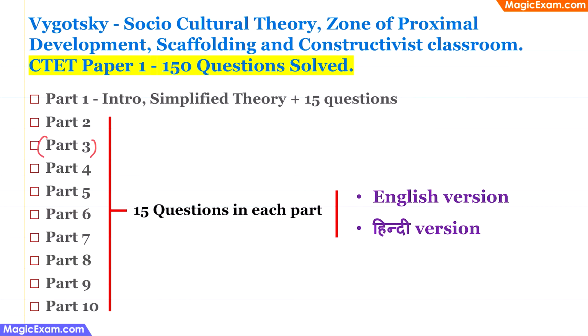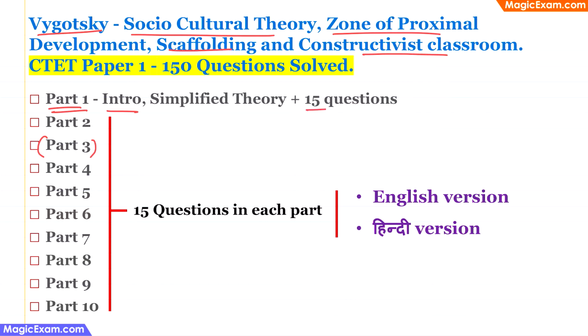If you have started watching this series from somewhere in the middle, please start watching from part 1 onwards, because in part 1 I have given a brief introduction about Vygotsky and covered some of the important concepts and theories that are essential for your CTET CDP question paper, such as the socio-cultural theory, the zone of proximal development, scaffolding and constructivist classroom. We will be solving 150 questions from various CTET previous question papers, and in each part we will be solving 15 questions.